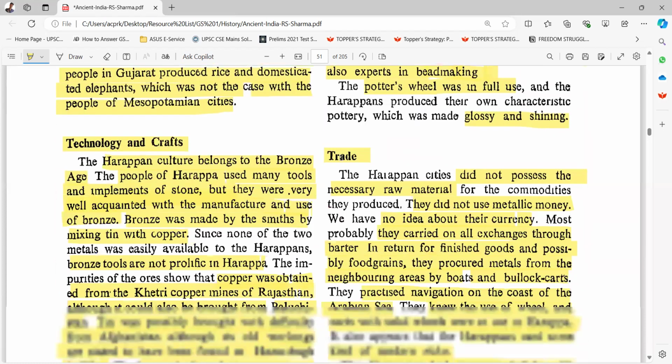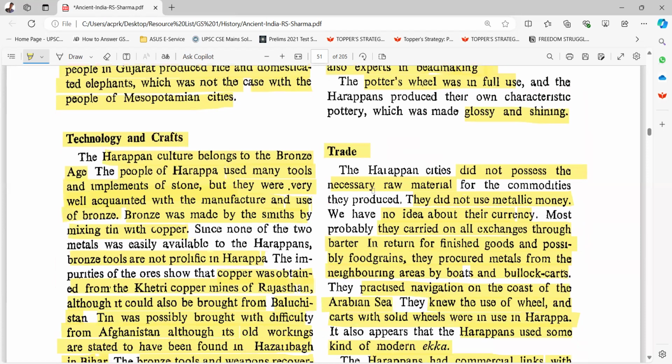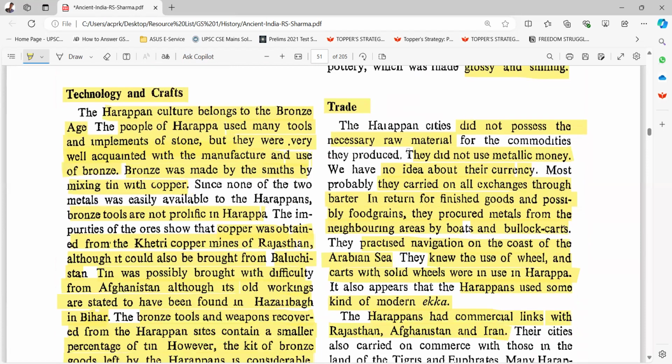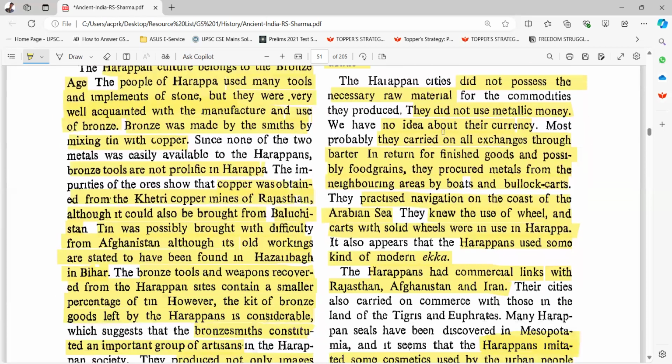Trade. The Harappan cities did not possess the necessary raw material for the commodities they produced. They did not use metallic money. We have no idea about their currency. Most probably, they carried on all exchanges through barter. In return for finished goods and possibly food grains, they procured metals from the neighboring areas by boats and bullock carts.